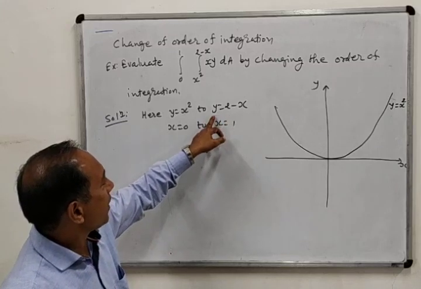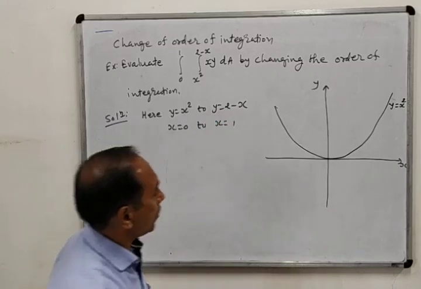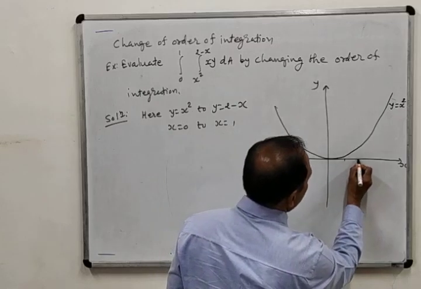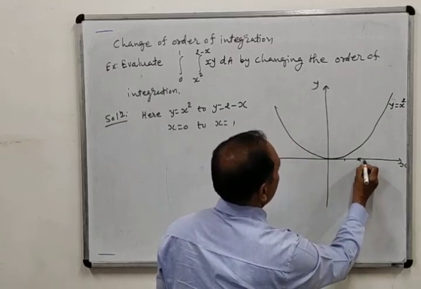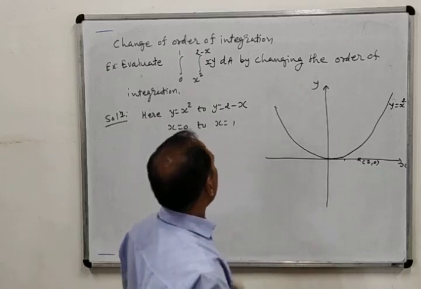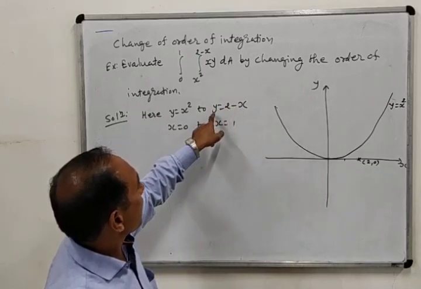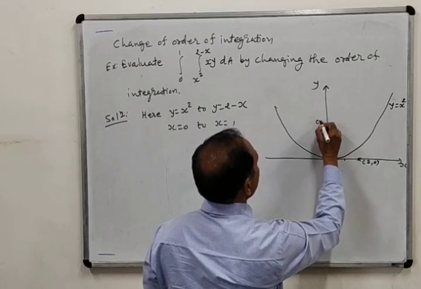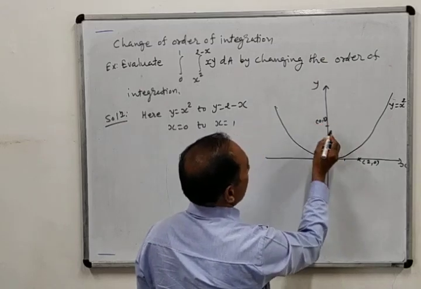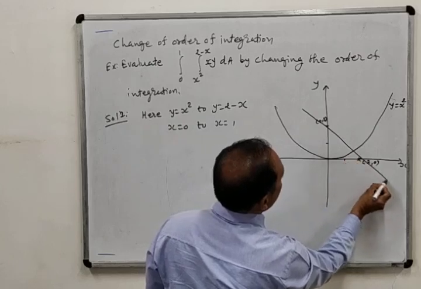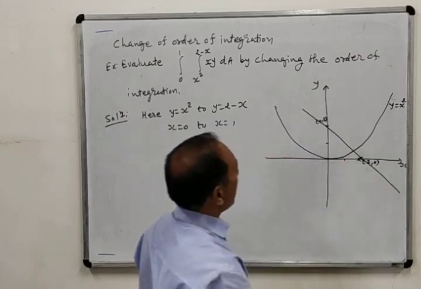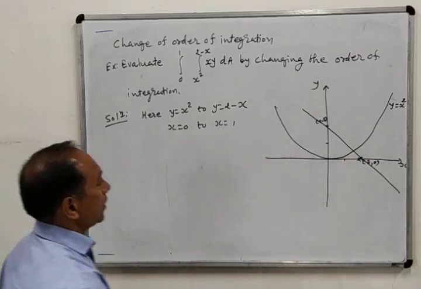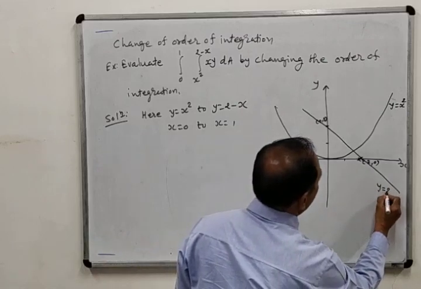So if we put y equal to 0, we get x equal to 2. So this is the point 2 comma 0. And if we put x equal to 0, we get y equal to 2. So here again we get the point 0 comma 2. By joining these 2 points we get this straight line, and this is y equal to 2 minus x.